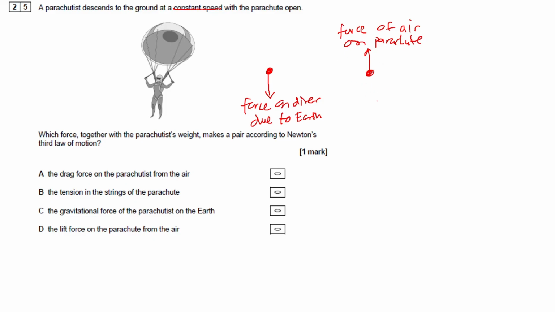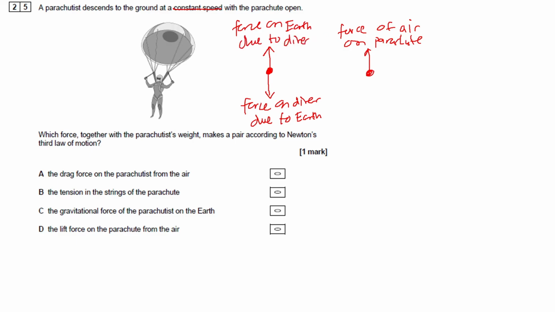So each of these must have a third law pair, and the way you think about third law pairs is that it should have the same wording with the objects swapped. So as I said, for this first one, the downward force is the force on diver due to the Earth, it's just the gravitational force, which means that there must be a third law gravitational force on Earth due to diver.